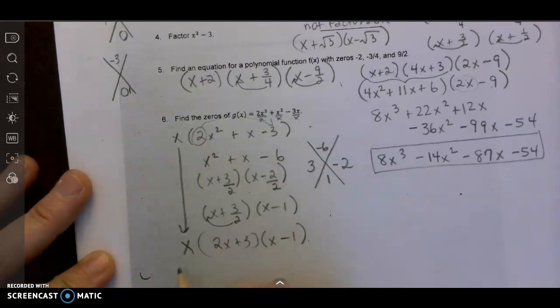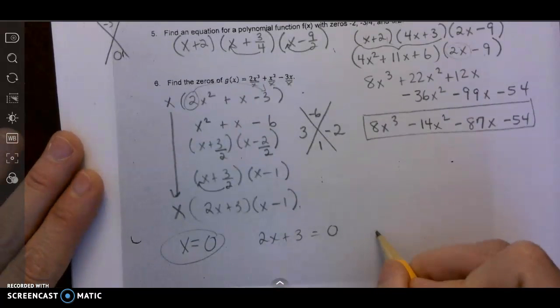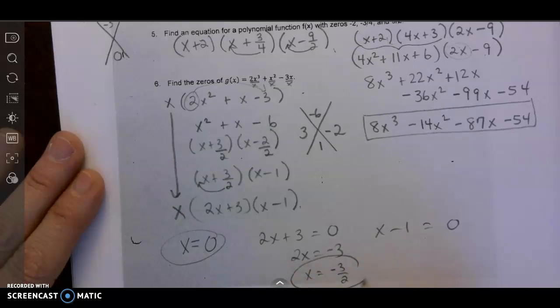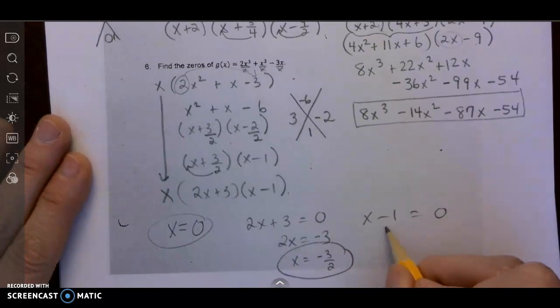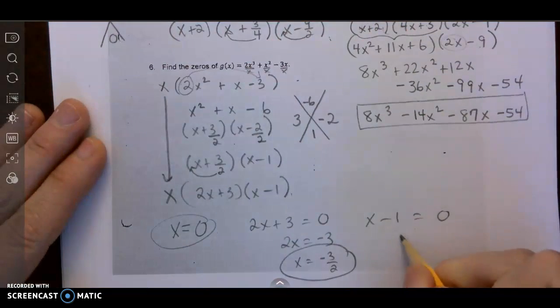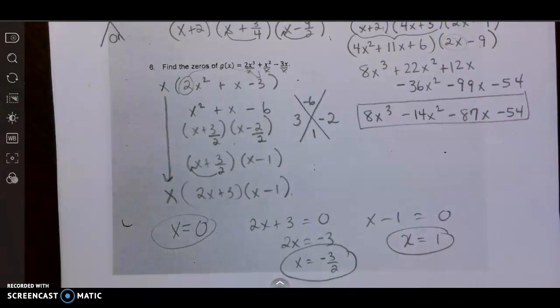So in order to find the zeros, x for this one would be set equal to 0, it's just a solution. 2x plus 3 must equal 0, and x minus 1 must equal 0. Subtract 3. Divide by 2. Add 1. And there are my zeros.